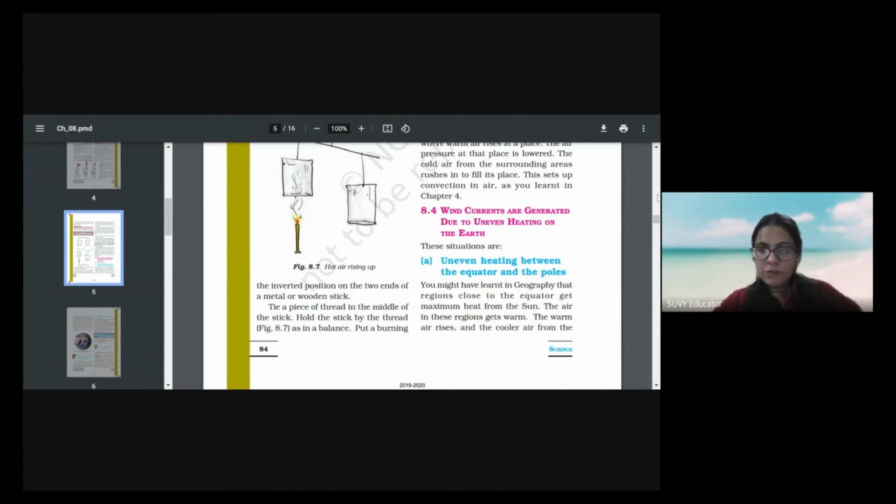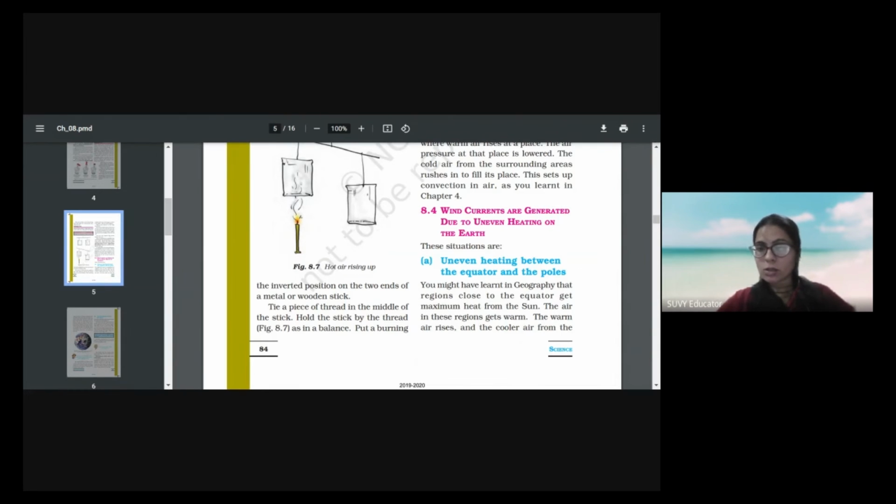Now, the next topic is wind currents generated due to uneven heating on the earth. Uneven heating on the earth means the heat on the earth is not the same everywhere. It is uneven. In some areas the heat is very high, and some areas are very low. So wind currents are generated. Why are wind currents generated? Due to uneven heating. The first situation is uneven heating between the equator and the poles.